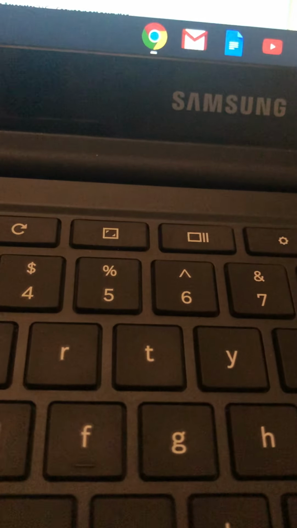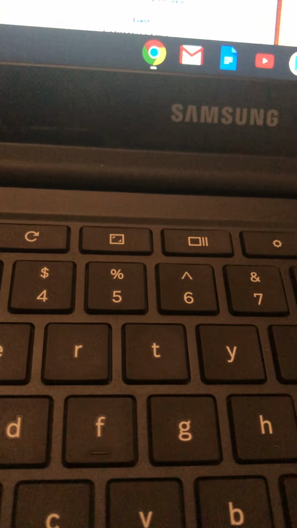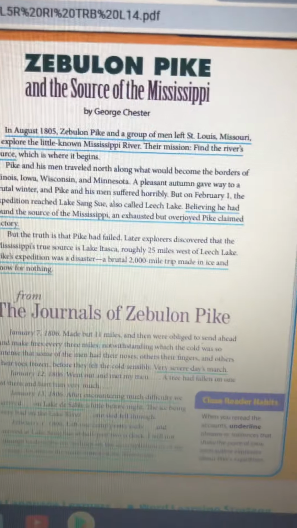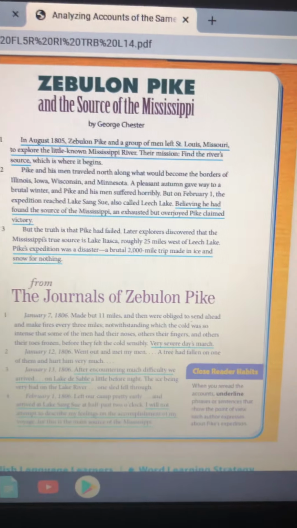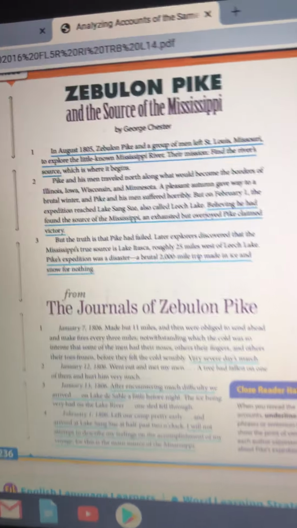I'm going to switch computers so I can show you what I did. Again, you cannot highlight this, okay? But this is what should have been highlighted and written down in your journal.